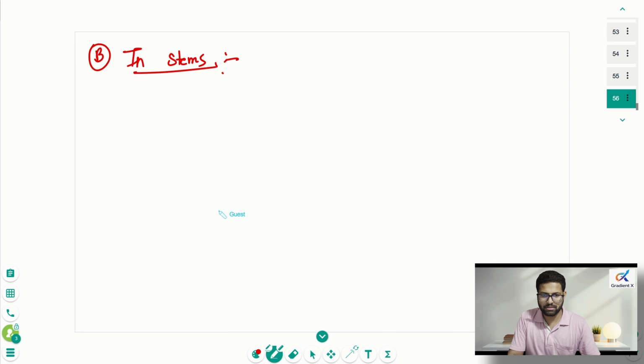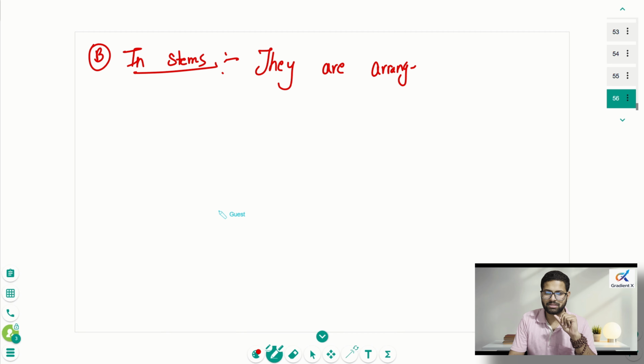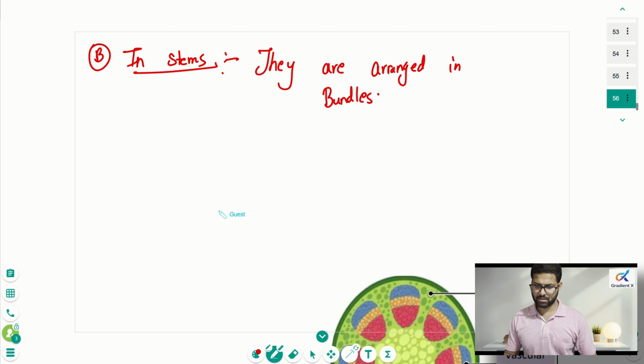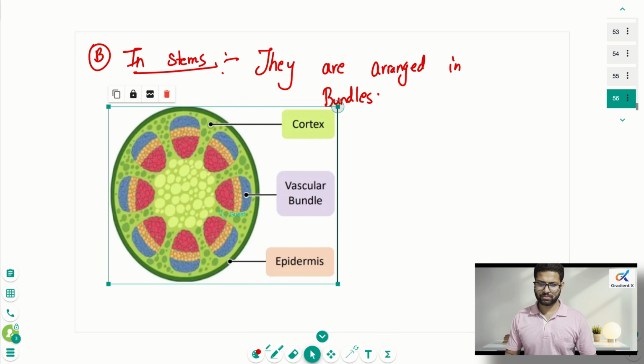In stems, what do we have? The vascular bundles are also present in stems, right? But when it comes to vascular bundles in stems, they are arranged in bundles. Okay? Can you see it? The picture. I think it's visible to you.